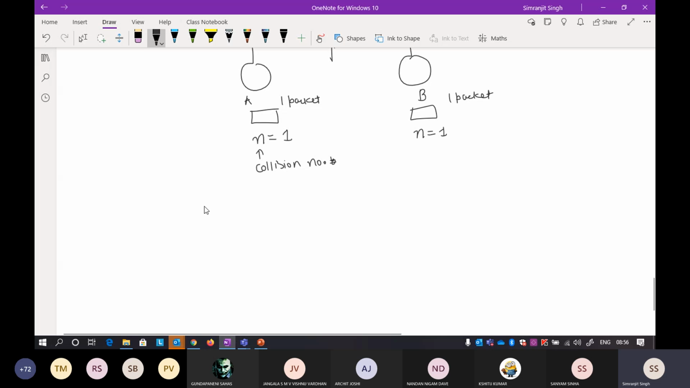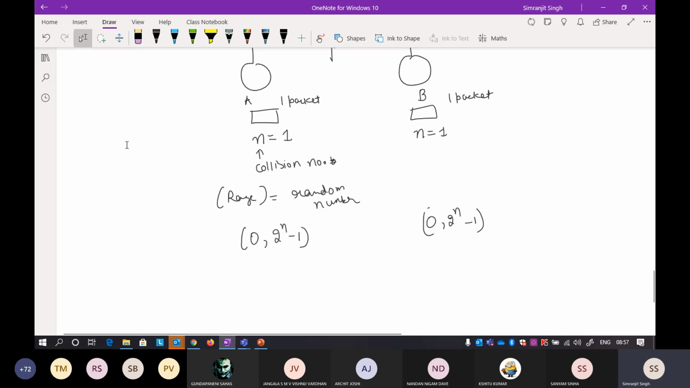Now what is the next step here? The next step is that A and B each choose a random number. The algorithm says both of them choose a random number within some range. The range is always 0 to 2 raised to power n minus 1, for A as well as for B. Here n is your collision number, the number of times your packet has been involved in a collision.